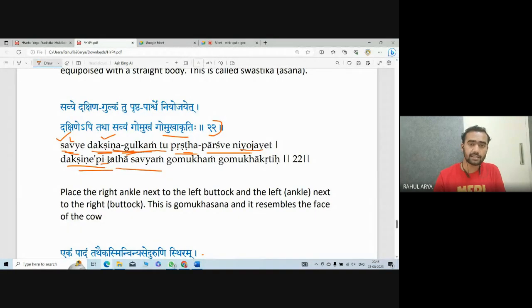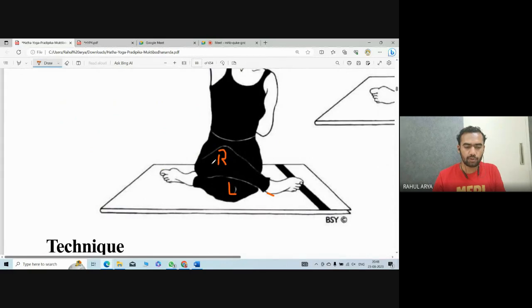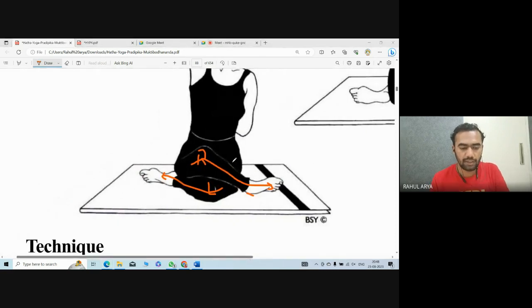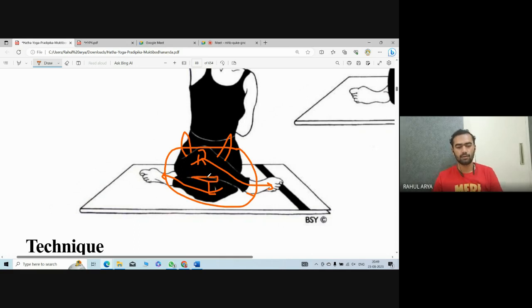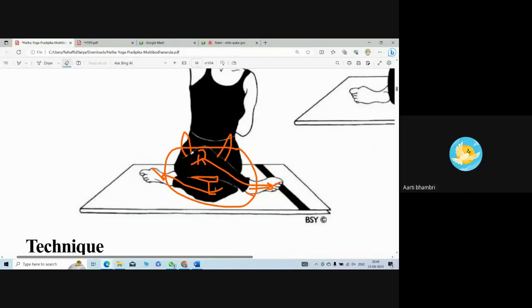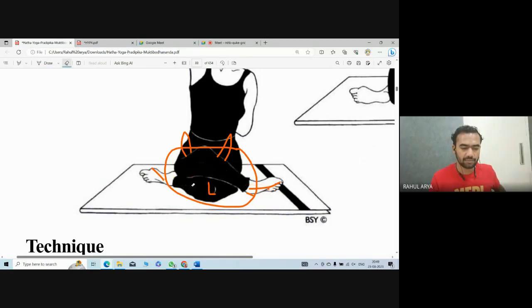Dakshinopi, the same. Tatha Savyam, Gomukham, Gomukhakriti. As we put the right leg to the left side, in the same way we have to put our left leg to the right side. When you see this shape clearly, you will see it is like a cow. If I make a horn here, it is the mouth of a cow, and a cow sits with its legs at the backside, so it looks like a cow face. That's why its name is, what is its name? Gomukhasana. Cow face. Clear how it is?